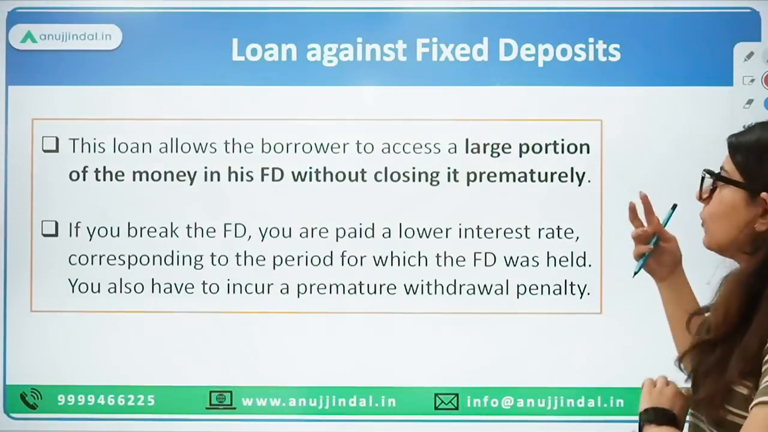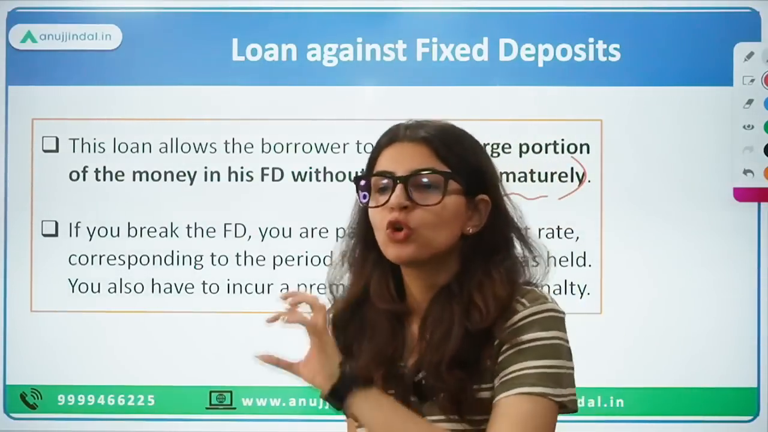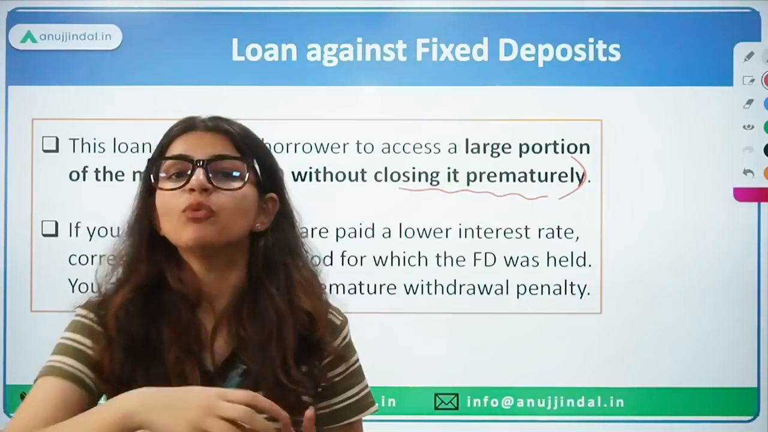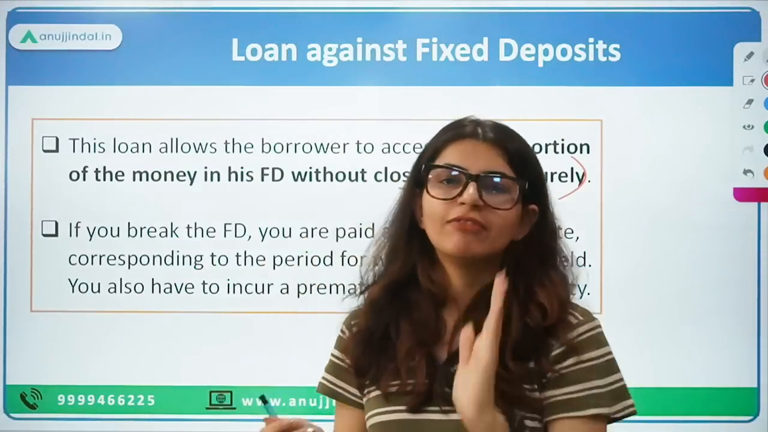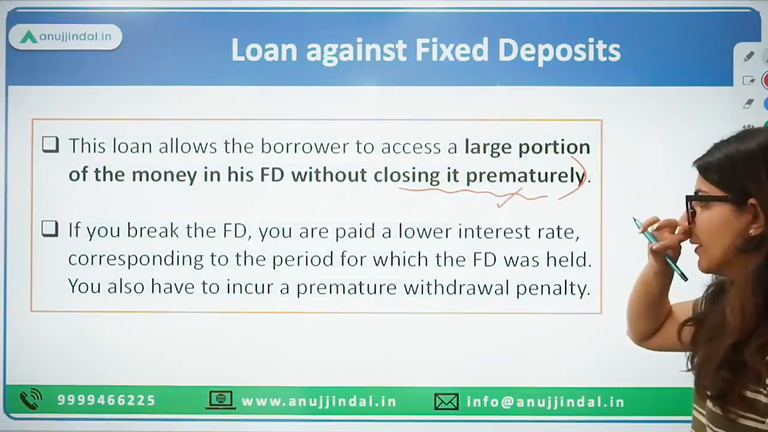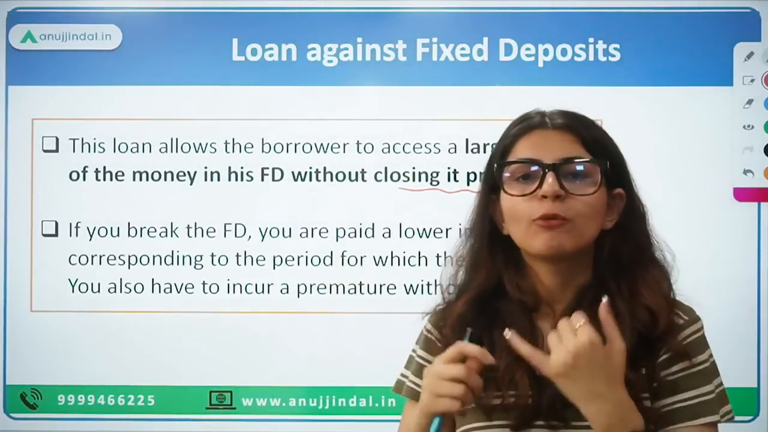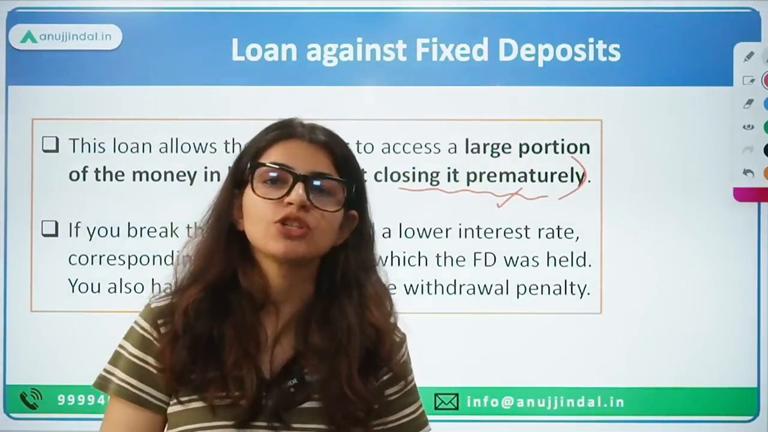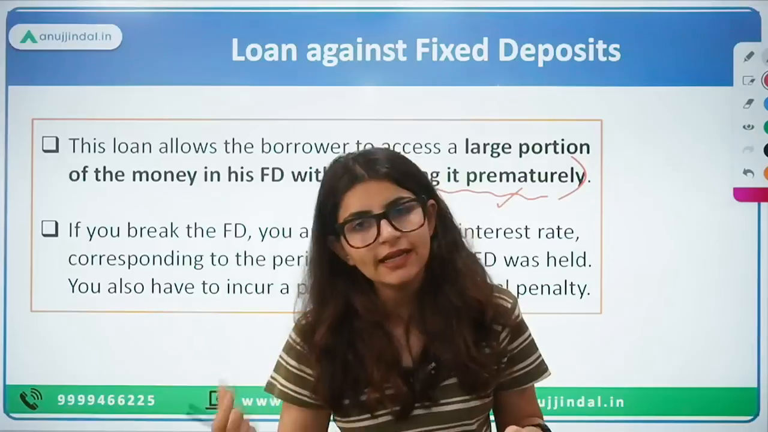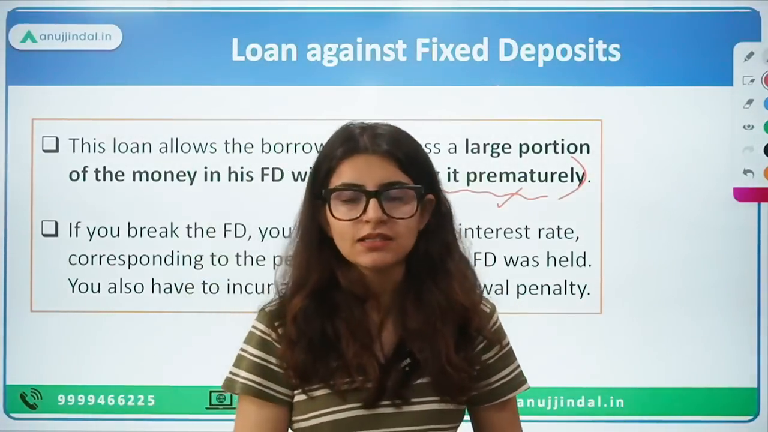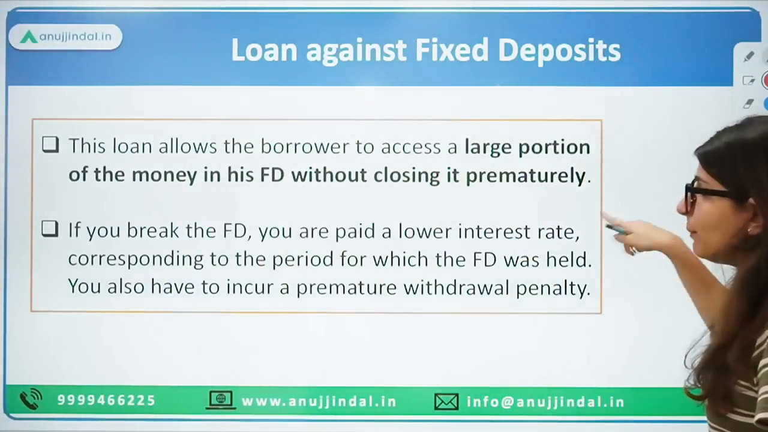Now, the loan allows the borrower to access a large portion of the money in his FD without closing it prematurely. Ye main already bata chuki hu ki you do not have to close your amount prematurely. You do not have to withdraw that amount of money that you have in the term deposit, in the fixed deposit. You can take a loan on that, and this FD will work as a collateral. Now, अदरवाइज क्या होता है, अगर आप एक एफडी को विड्रॉ कर लेते हैं और if you break the FD, what happens is, एक तो आपको रेट ऑफ इंटरेस्ट कम मिलता है, and at times banks also charge a penalty. So if the FD is, let's suppose, for 3 years and I want to withdraw that amount of money in 2 years only, banks will give me sabse pehle to kam interest, low interest, and at the same time bank will also charge a penalty, right, on premature withdrawal.